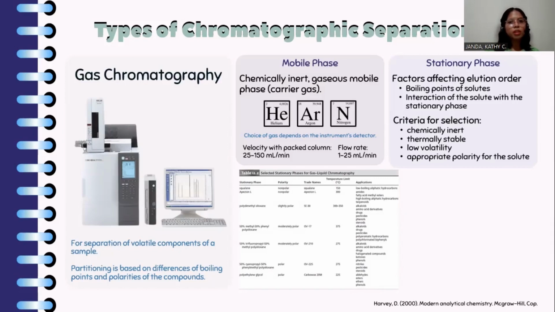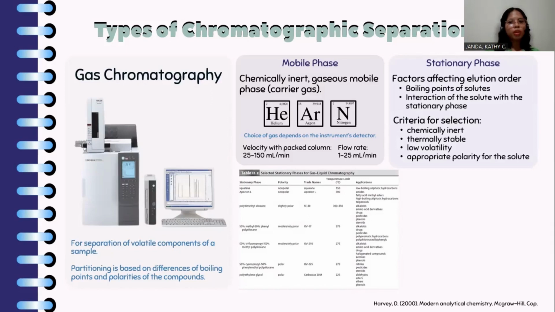Aside from this, the stationary phase to be used must also be chemically inert so that it won't react with or degrade the solute during the separation process. It must be thermally stable, as the operation of the GC is at high temperatures. It must also have low volatility and the appropriate polarity in order for the solute to separate.